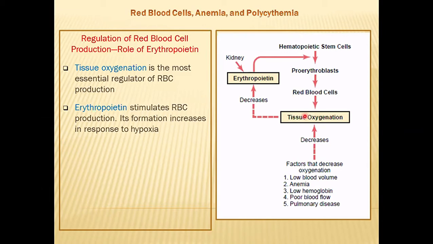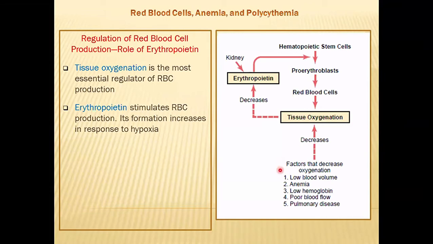So when oxygenation decreases, yun, parang cycle, it stimulates the kidney to produce erythropoietin. Erythropoietin will signal your bone marrow to produce more RBC. Okay. So what are the conditions that decrease oxygenation? These are some of the conditions that will decrease oxygenation of our tissues.